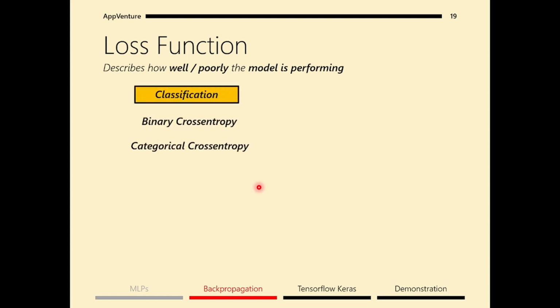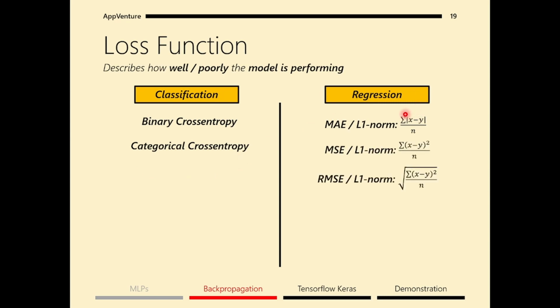For classification, we usually use loss functions like binary cross entropy and categorical cross entropy. For regression, we usually use things like the mean absolute error, the mean squared error, or the root mean squared error. These measure the difference between the predicted and the ground truth, and then you sum over all of the pixels or all of the values within the data.